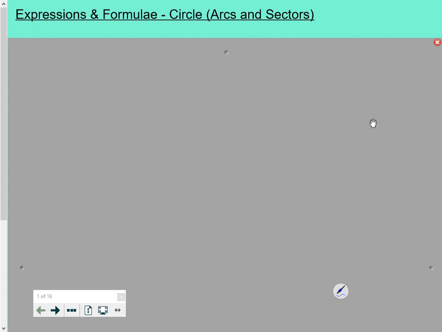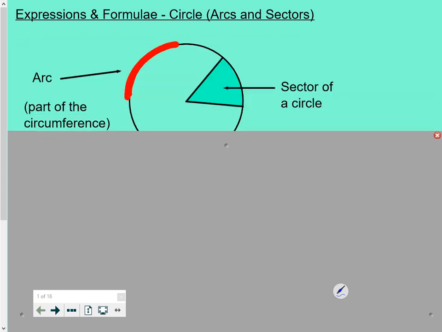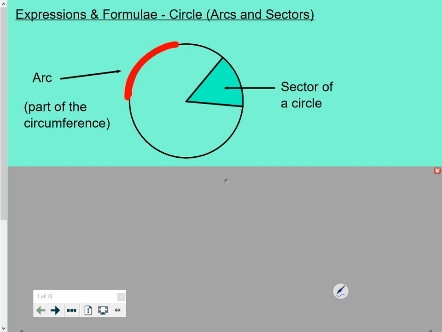So we're going to have a look at a new topic, and we're going to start with some arcs and sectors. So a little bit of new words, a little bit of new vocab. For two things that we're going to deal with, we're going to look at an arc, and we're going to look at sectors, hence the title, arcs and sectors.